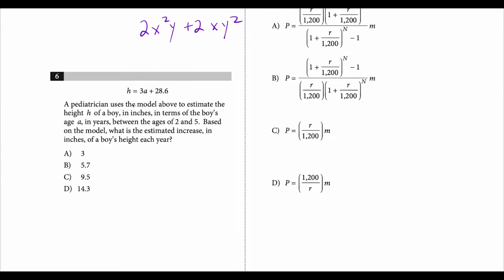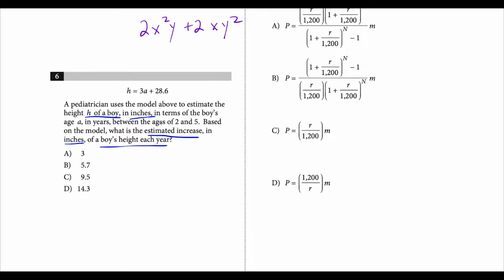So question 6, we have a linear equation here, and we're told a pediatrician uses this model to estimate the height h of a boy in inches in terms of the boy's age A in years. So a lot going on here, but based on this model, what is the estimated increase in inches of the boy's height each year?